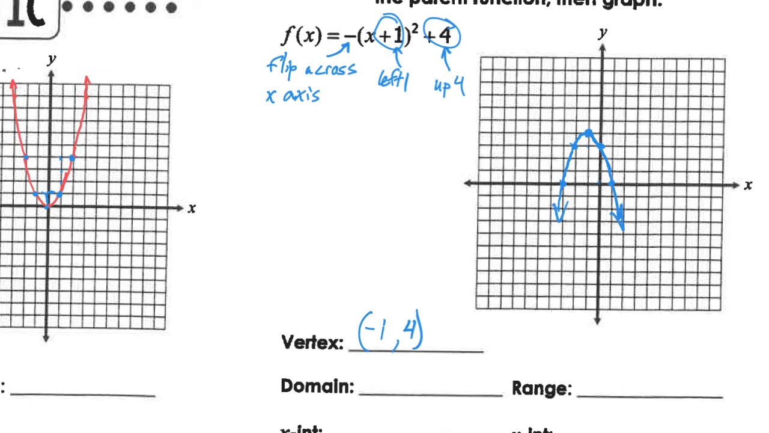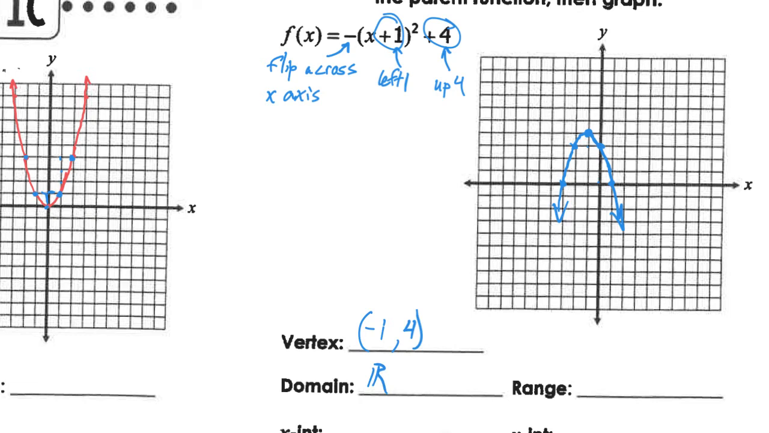Okay, so what's the domain? What's the range? We already did the vertex, right? Said negative 1, 4. Domain, the x value continues forever to the left, continues forever to the right. So the domain would be all real numbers.